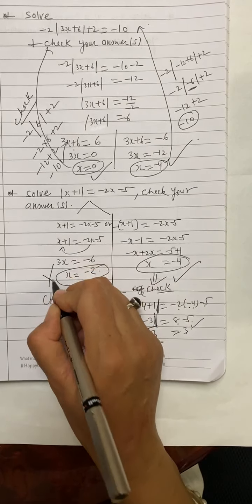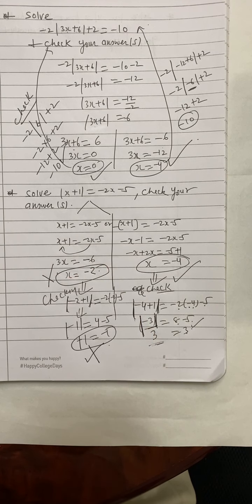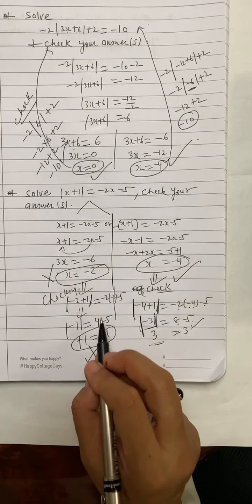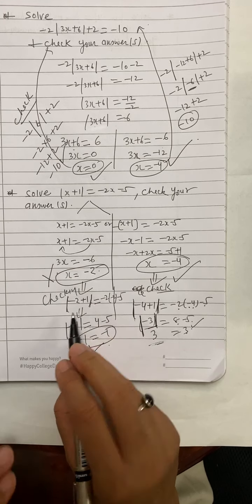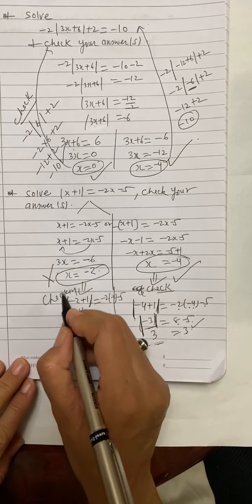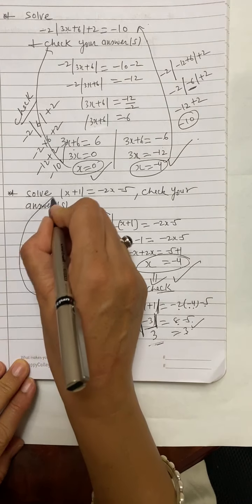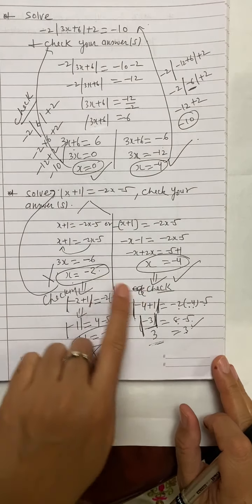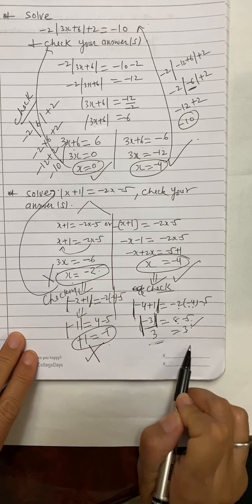X is equal to negative 2 is not a solution. So be careful, don't make the mistake which I did. It was not brackets, it was absolute value, because you are substituting this in the given equation. You always need to check. So x is equal to 3 is a solution.